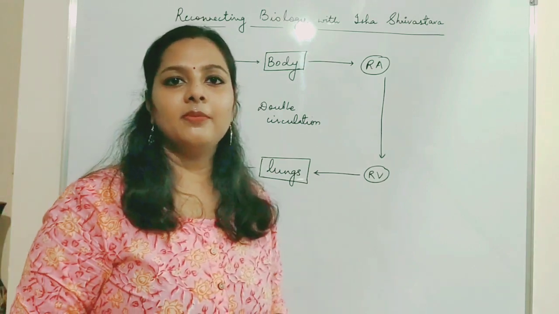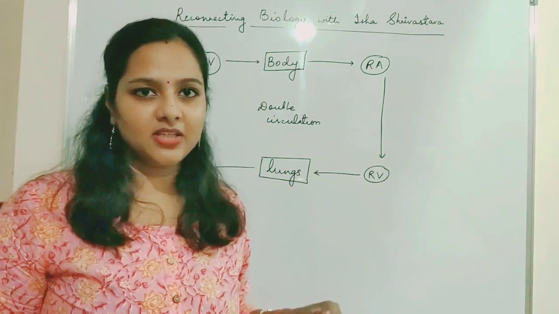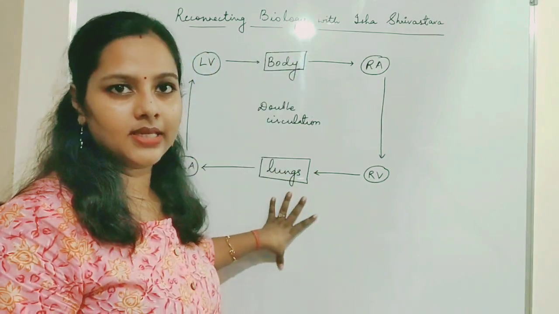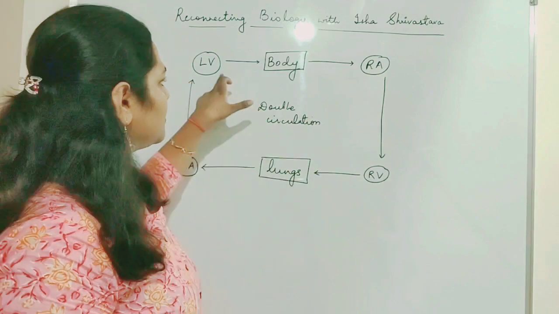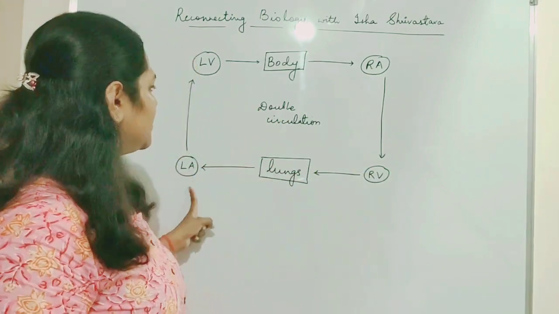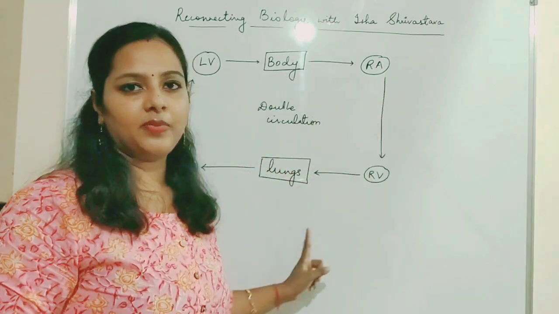Here I am describing the double circulation in a schematic manner. This is the body and this is the lungs. These four extremities are the four chambers of the heart: right atria, right ventricle, left atria, left ventricle. This is the flow of blood.